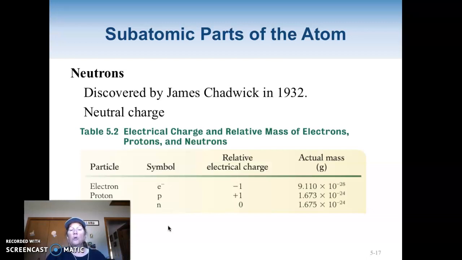The electrons are too small. Their mass doesn't figure into it, so you don't take the mass of the electrons. The charge of the electrons is really important, but the mass is just too small to use.